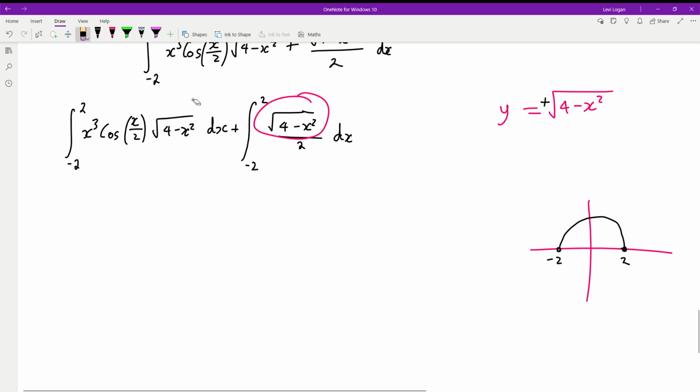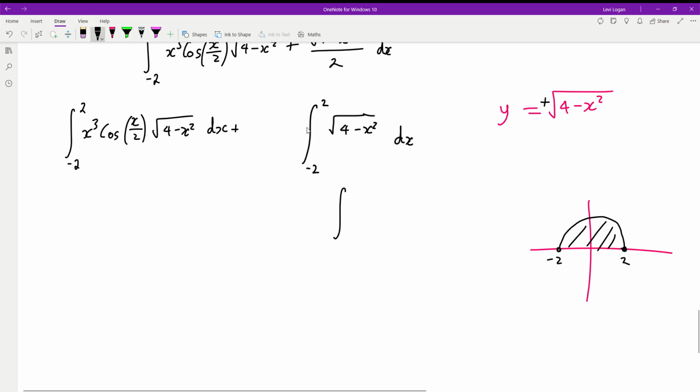So rather than actually integrating this, we can see it's got symmetrical bounds. What we can technically do is replace this integral here. Well, we can take the 2 out the front if we wanted to. Not the 2, the half, you know what I mean. Take the half out the front, and then this integral here is the same as the area of half a circle.